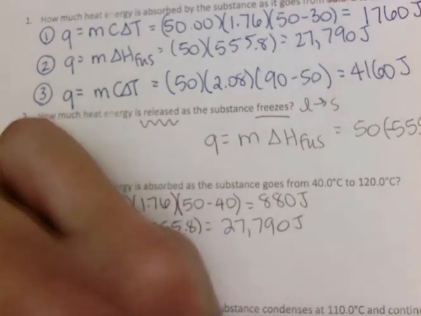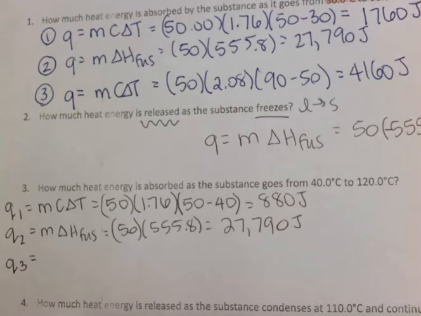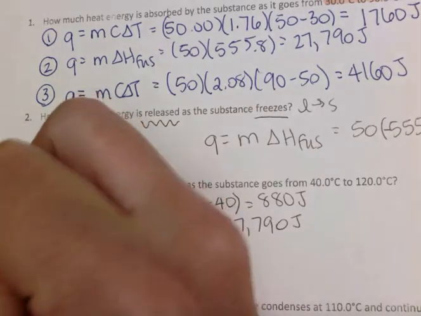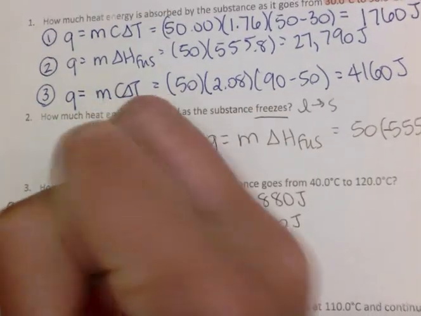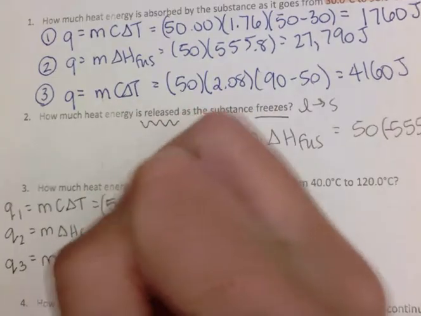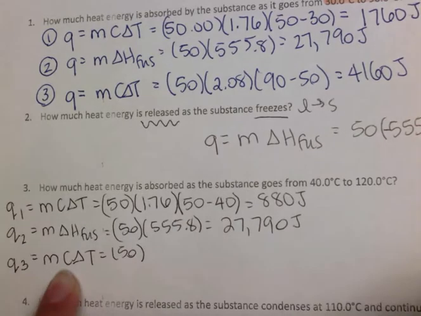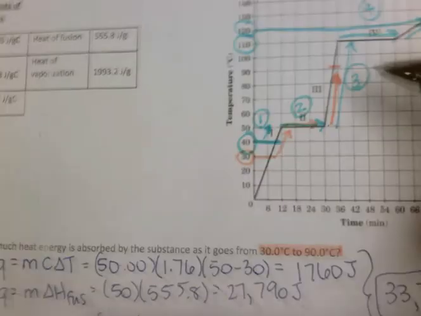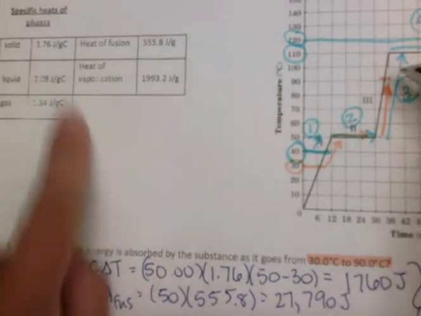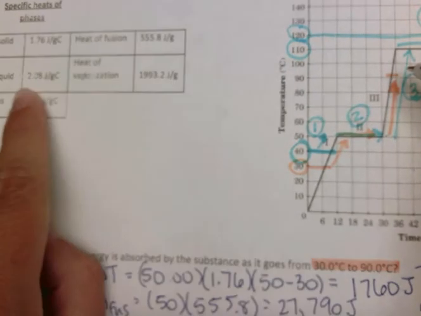For Q3, I'm then going to warm up that liquid state. Because I'm warming and I'm going to have a change in temperature, that goes back to Q equals MCΔT. M is 50. I need the specific heat because I'm in the liquid state here at step 3. I'm going to use the specific heat capacity of that liquid, which is 2.08.